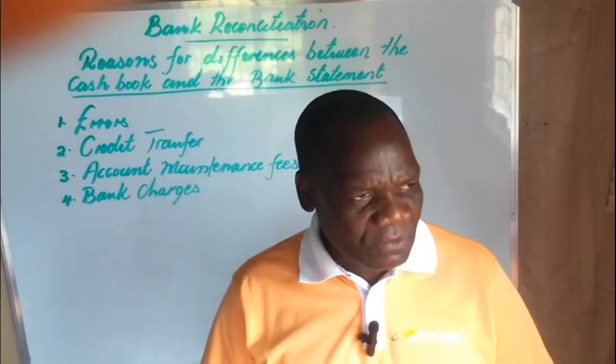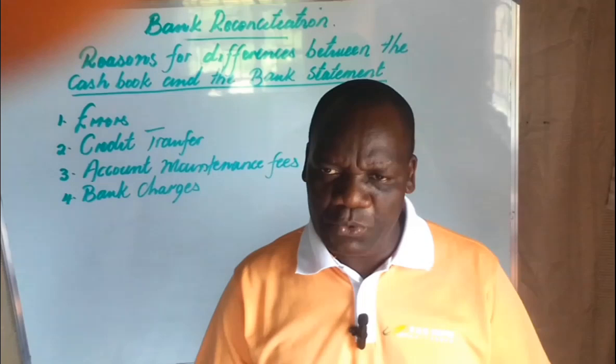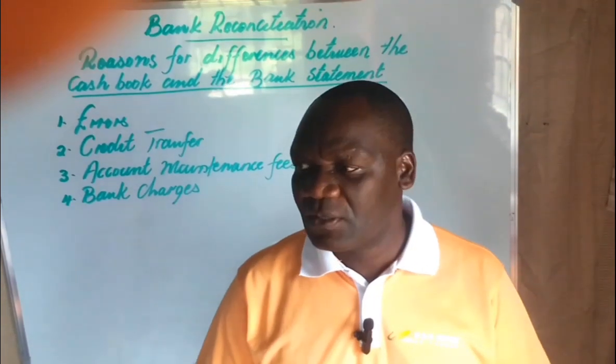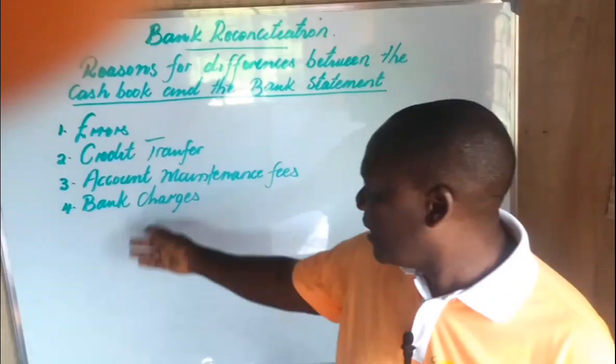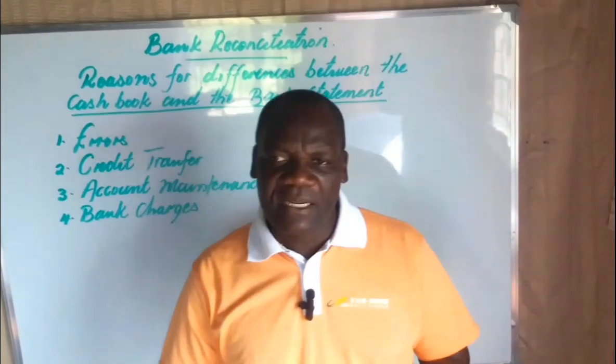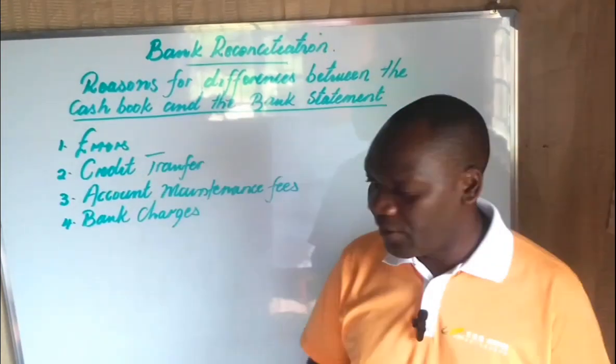So at the end of the month, when you would like to do your reconciliation, it's when you see that a certain amount was deducted by the bank in the name of bank charges. The other difference is interest credited.